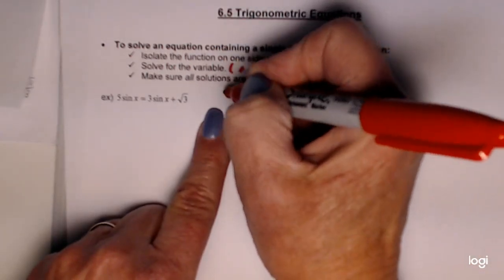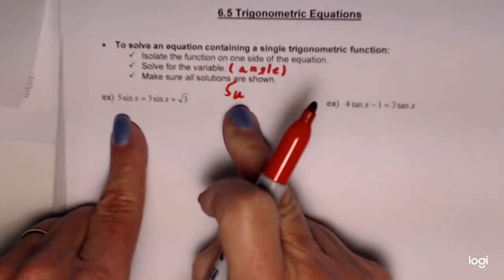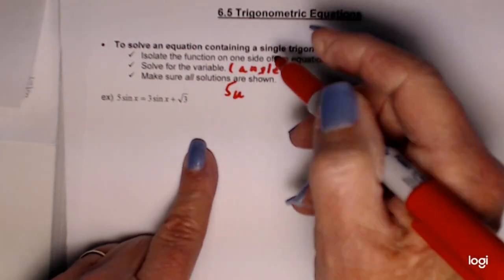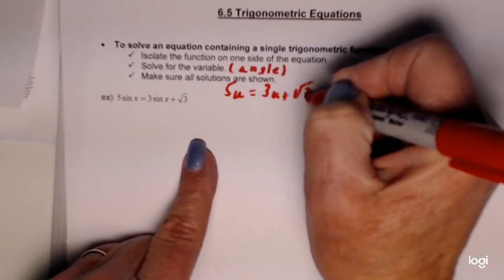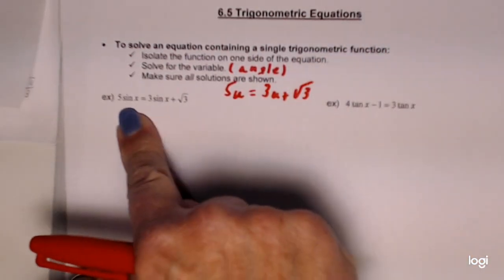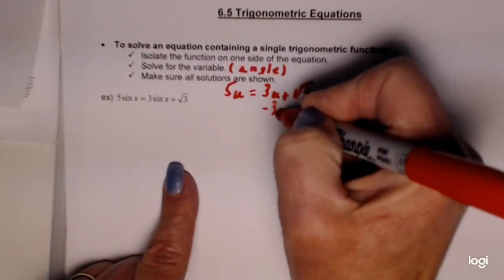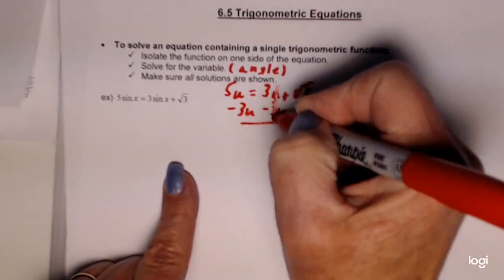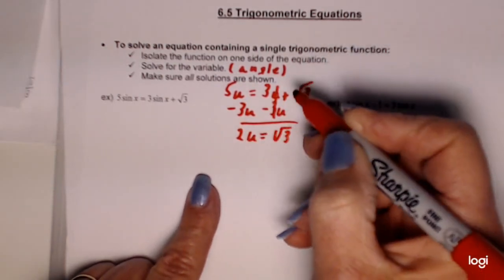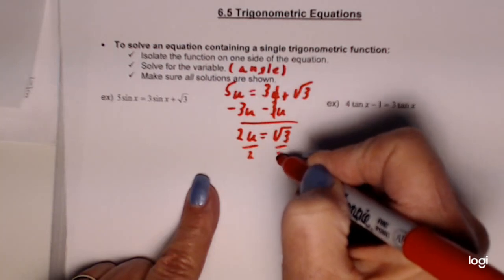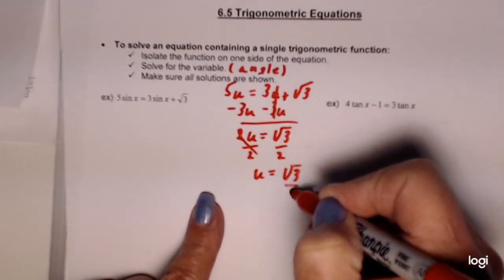So here I'm going to call this u because it might be confusing. We have x's here, and I don't want to use x's here also because it's not the same thing. So we have 5u is equal to 3u plus square root of 3. Same problem, but now instead of solving for sine of x, we're just going to solve for u. We know to do this we would subtract 3u from both sides. And so 5u minus 3u, we have 2u is equal to square root of 3. And then finally, we divide both sides by 2. And we end up with u is equal to square root 3 over 2.